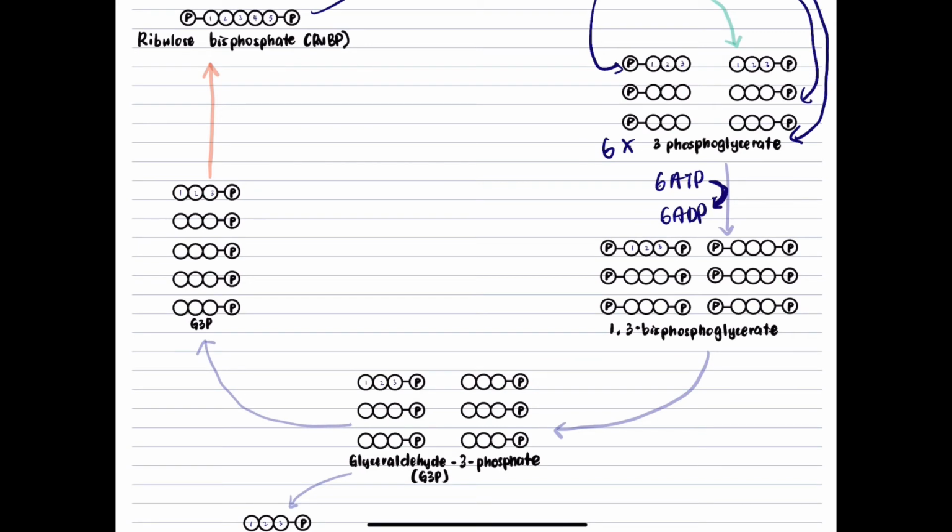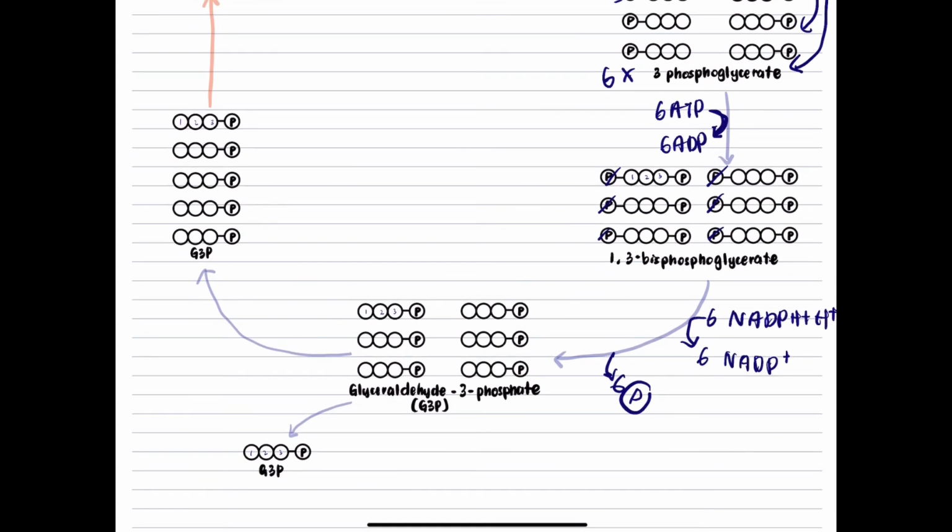1,3-bisphosphoglycerate will then be reduced by NADPH plus H+. 6 molecules of NADPH will be oxidized into 6 NADP+. 1 phosphate group will also be removed from each of the 1,3-bisphosphoglycerate. At the end of this step, we will produce 6 molecules of G3P.